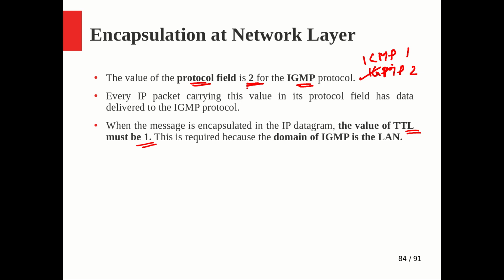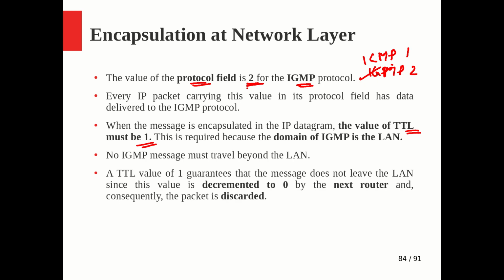And in every hop, whenever the packet reaches the next major router, that value will be decremented by 1. So no IGMP message must travel beyond a local area network. That is the purpose of making this TTL 1. A TTL value of 1 guarantees that the message does not leave the LAN.